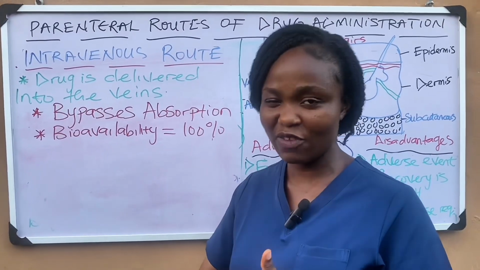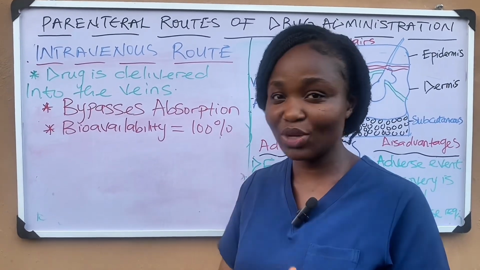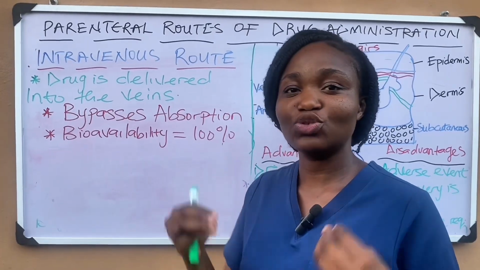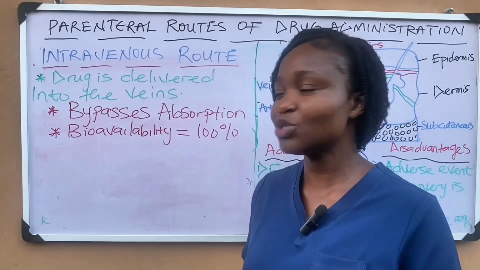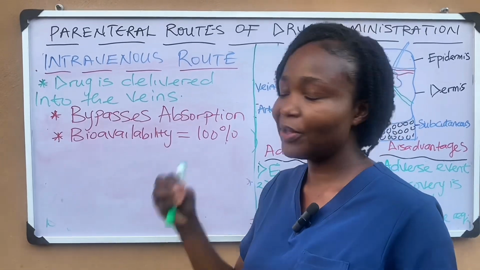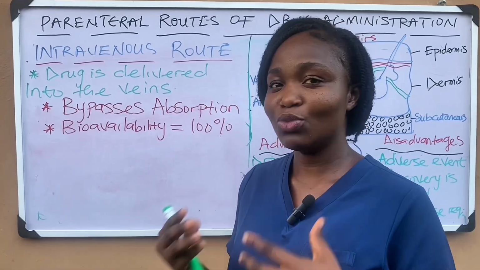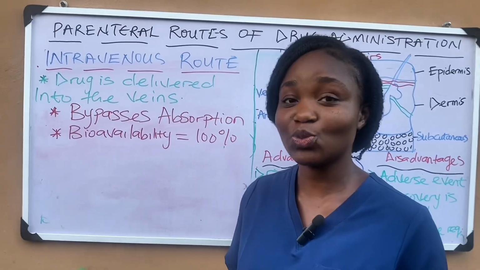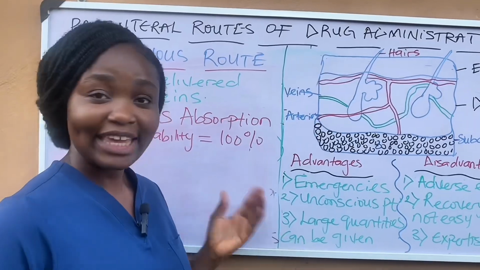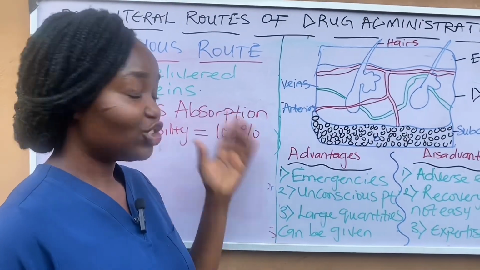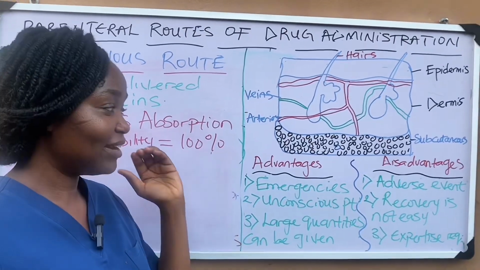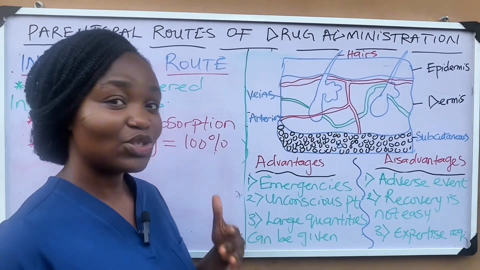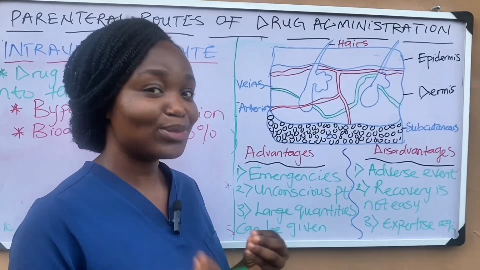There is no first pass effect. The drug did not get to be degraded at any point. We did not lose any amount through anything, and it's the drug taken in that will be taken out. So because of the way the bioavailability of the drug is, most of the times, intravenous drugs are in small quantities and small concentrations. Like any other route, the intravenous route has its advantages and disadvantages, though I find its advantages and disadvantages more interesting compared to other routes.